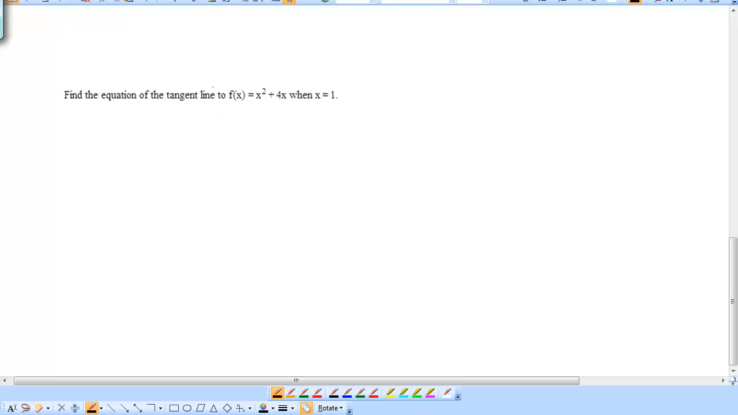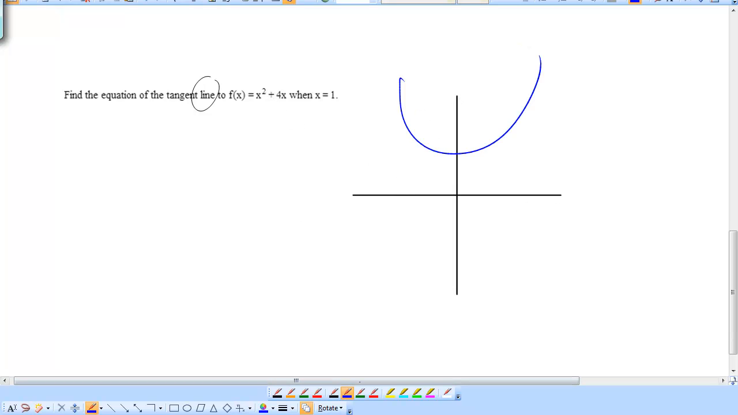Okay, when I find the equation of a tangent line, so we're finding the equation of a line. That's our goal. And for a line, you've got to have a point and you've got to have a slope. So we know the x value of our point, it's 1. And just to help you out, when we say tangent line, it goes to the curve like this, like it's the "I'm not touching you" line.